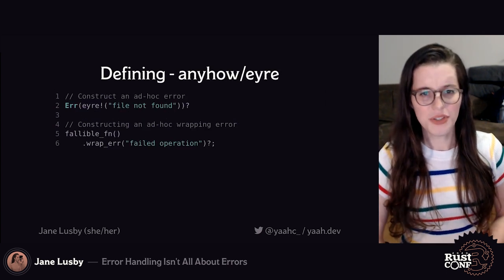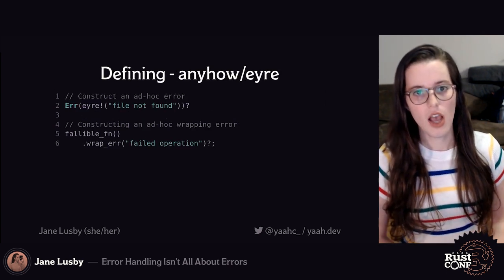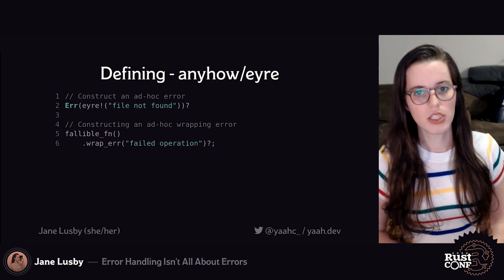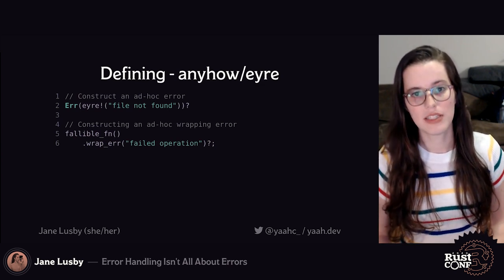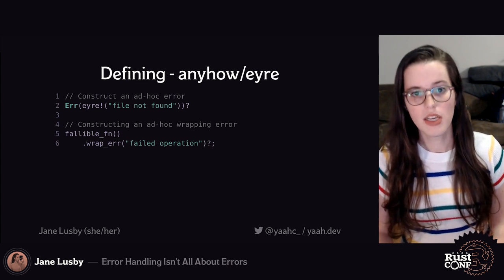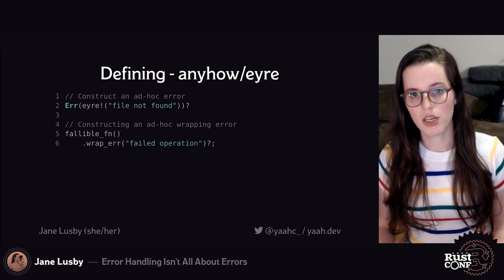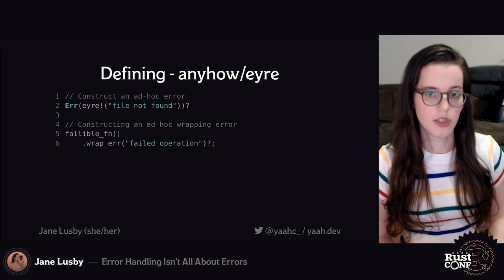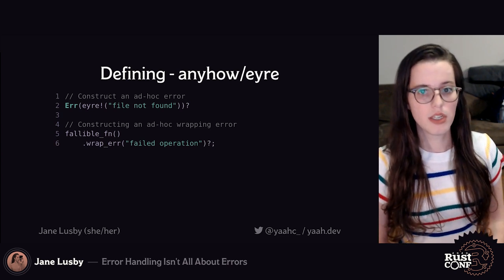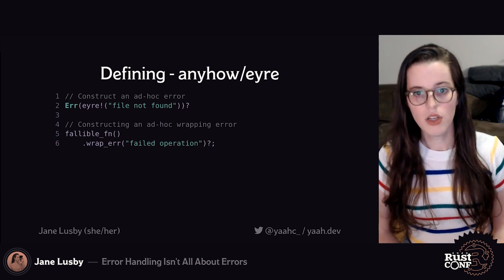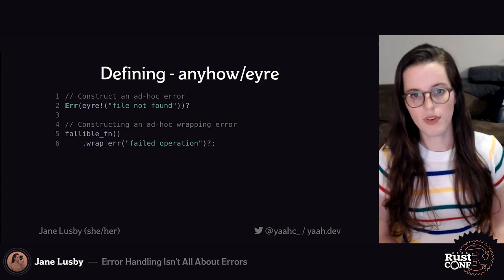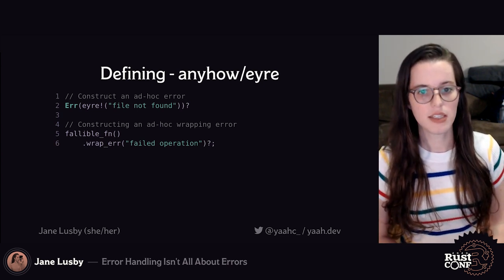anyhow and eyre also have helpers for defining new errors. However, these functions don't actually help you define new error types. Instead, they use their own private types to create the new errors, and then immediately convert those errors to their error reporting types. This is useful when you want to create an error exclusively to report it, a common need when writing applications. Though these crates do also provide some helpers for then later reacting to these ad hoc error types.